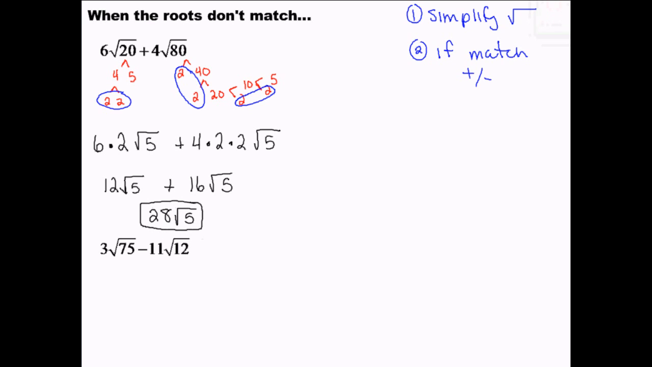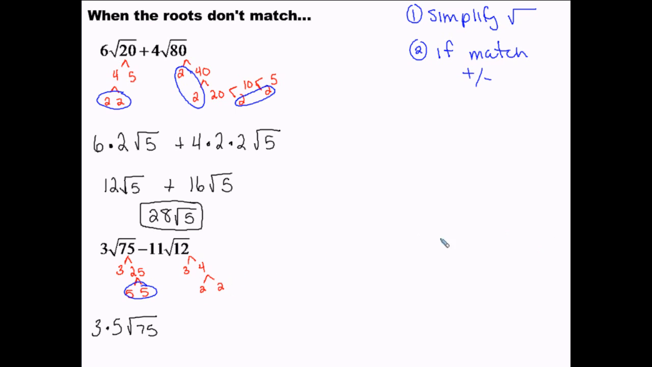I can do the same thing with 75. All right, so 75 is 3 times 25. 25 is 5 times 5. So I bring those 5's out. 3 is still there. I bring out the 5. 12 is 3 times 4. 4 is 2 times 2.